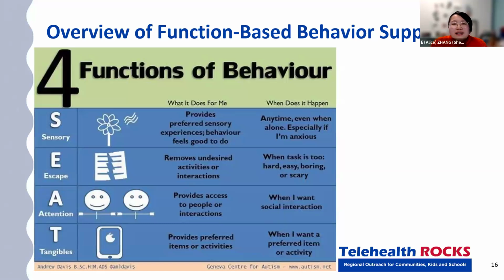So here's a slide with a quick overview of function-based behavior support, which includes four functions of behavior. There's an acronym called SEAT. S stands for sensory, E stands for escape, A stands for attention, and T stands for tangibles. Related to sensory, this function involves behavior that provides a preferred sensory experience or just feels good to the individual. These behaviors can occur anytime, even when the child is alone.